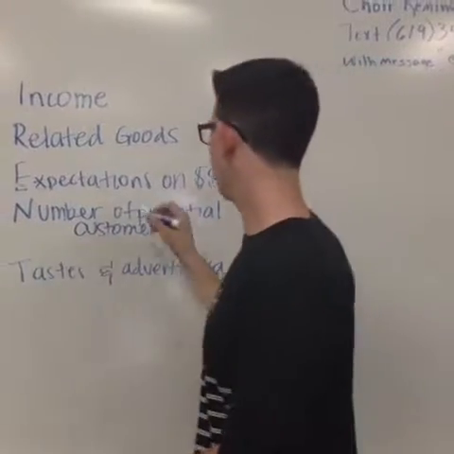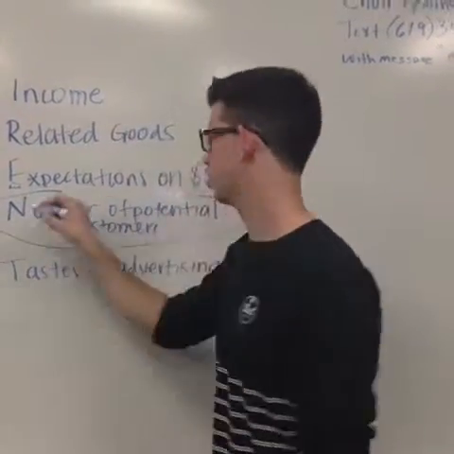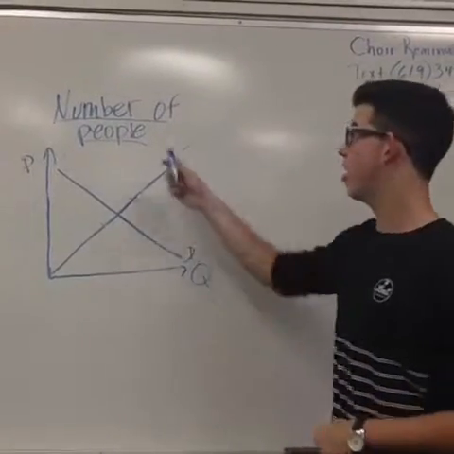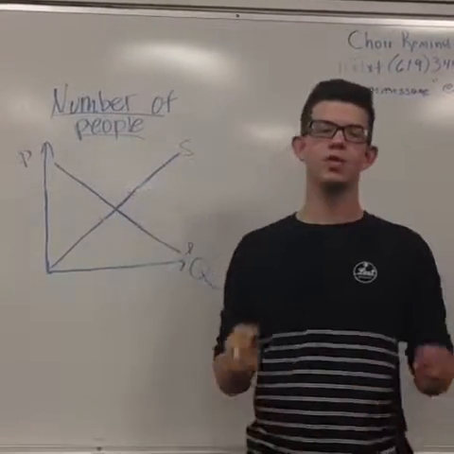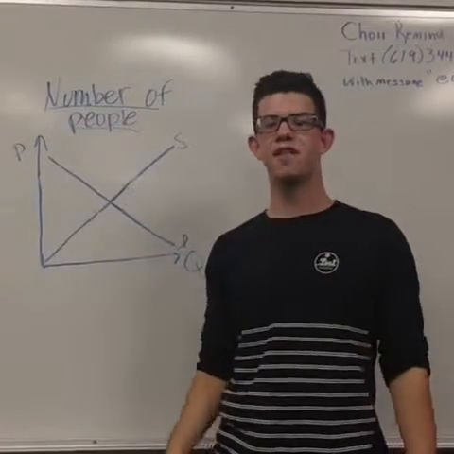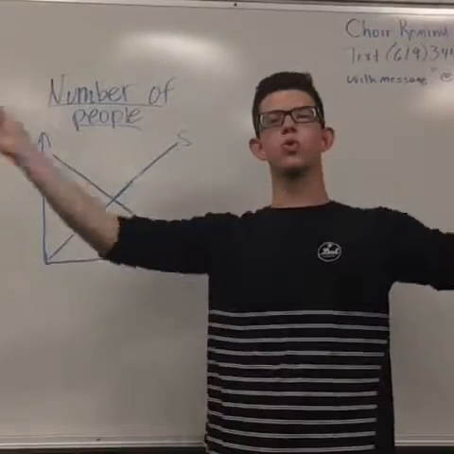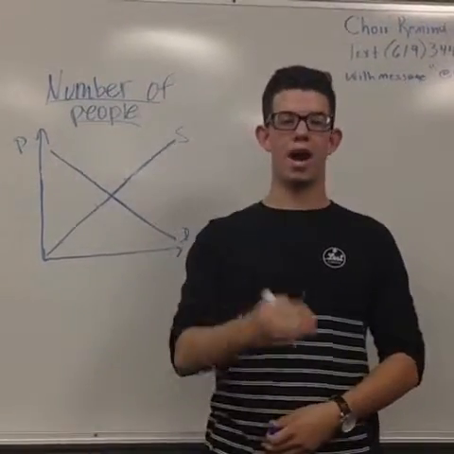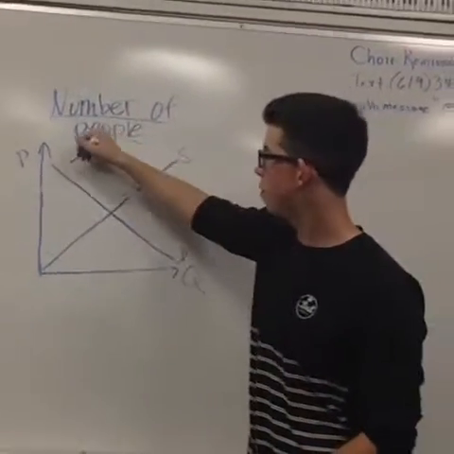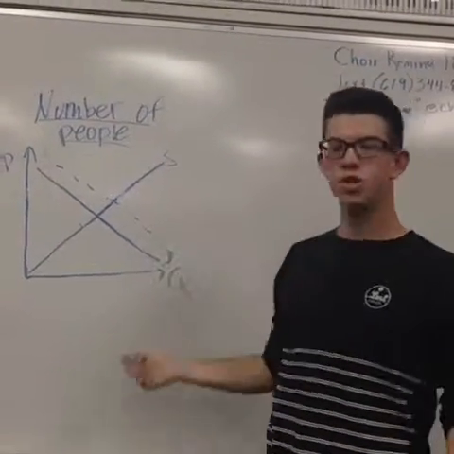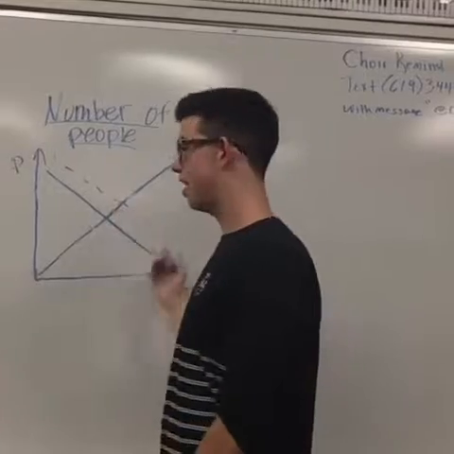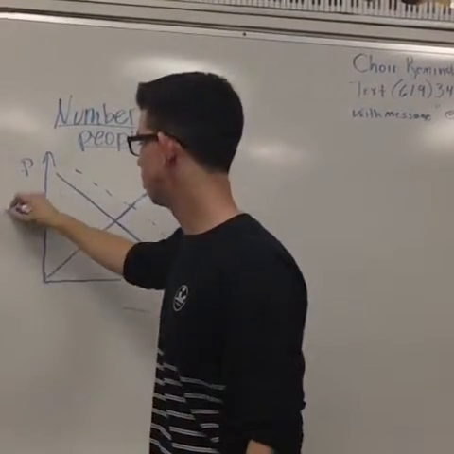Number 4, number of potential customers. The next economic principle is that the number of people will shift the demand. This one's really, really simple to understand. Let's say that the number of people in the world quadruples, so there are way more people out there buying products. That means the demand for the product is going to increase. The more consumers there are, more people buying, demand increases, quantity will go up, as will price.